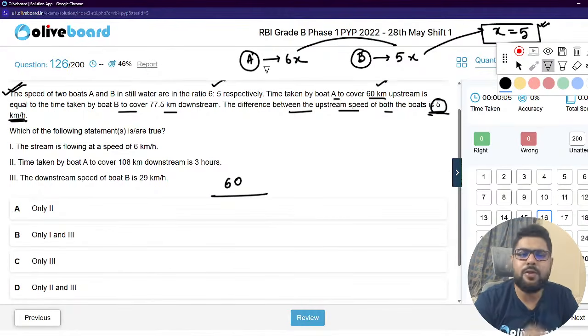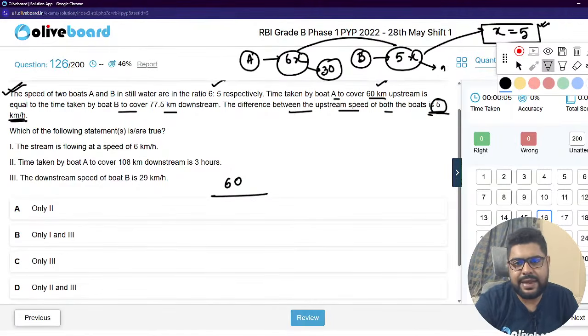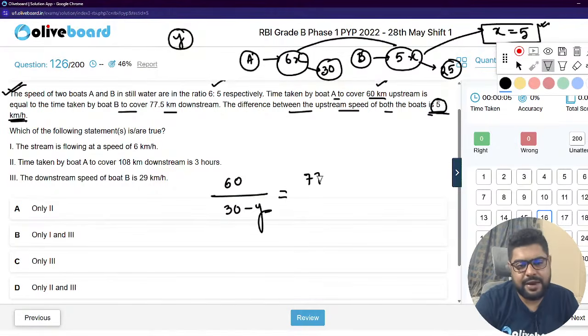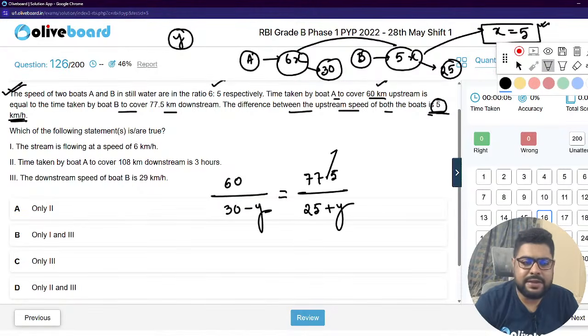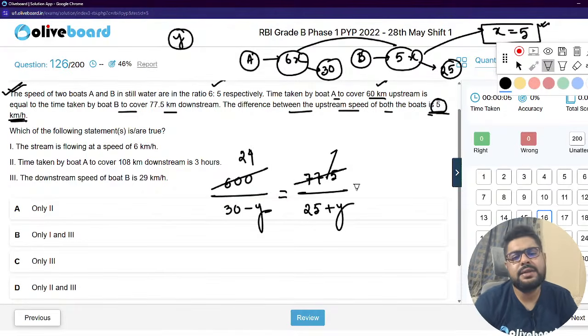Now 60 kilometers upstream, sir. The speeds of the boats are 30 and 25, because we know x is 5, and I have taken the speed of the stream as y. So 60 by upstream, 30 minus y, will be equal to 77.5 by the downstream speed of B, that means 25 plus y. So let's get rid of this. Here is 600, that means 24, and this is 750, meaning 30, 31. Oh my, the calculation is heavy, what to do.